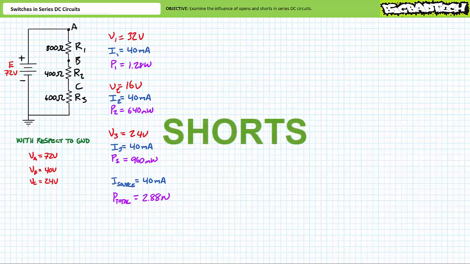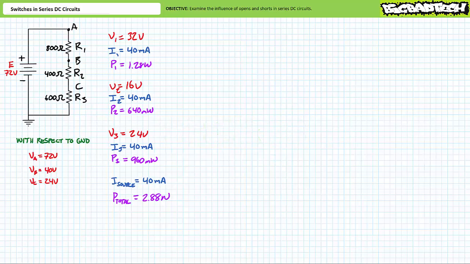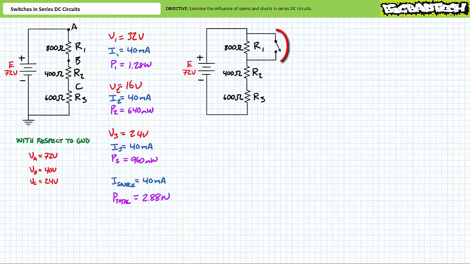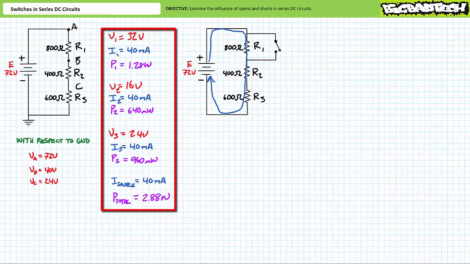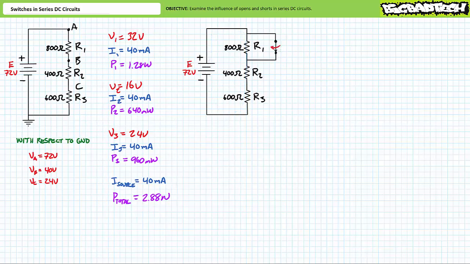Moving on, let's now examine shorts inside series circuits. A short is a low or 0 ohm resistance path in parallel or around an element. Consider our original series circuit, only this time we include an ideal 0 ohm switch in parallel with R1. With the switch open, no current can pass through the switch and all current will be restricted to the original series circuit. All our previous observations will remain true. If, however, we close the switch, a 0 ohm path is placed in parallel with R1.